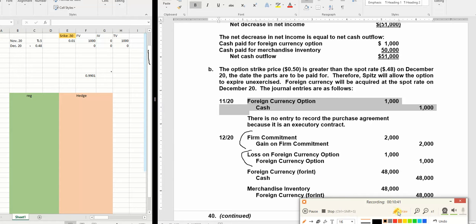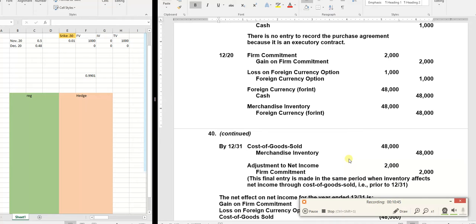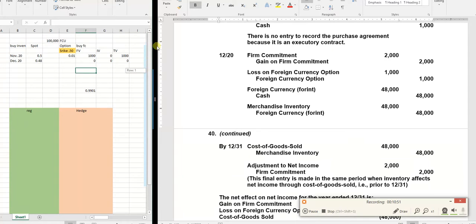All right, now I'm going to settle my transaction. So let me clear that. So move it up. So I settle my transaction. I need to buy my inventory. So if I buy my inventory, I have to buy the foreign currency first. I have the option to buy it for 50 or 48. I'm going to buy it for 48 and not use my option. So I debit my foreign currency.